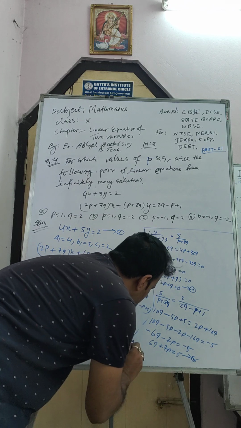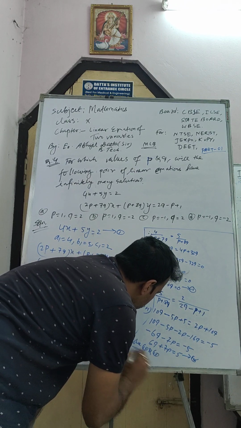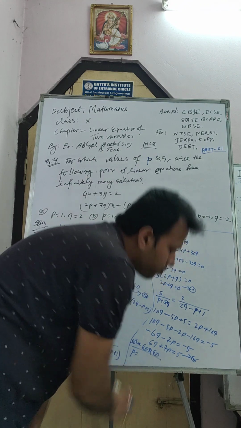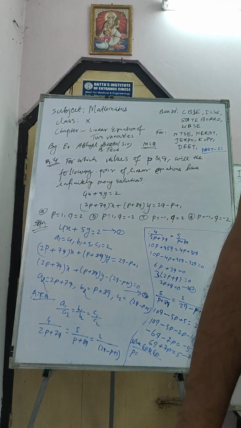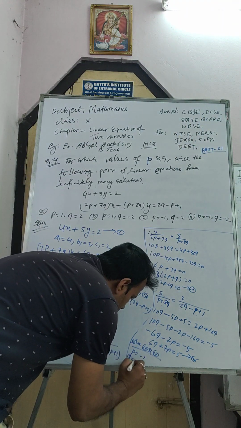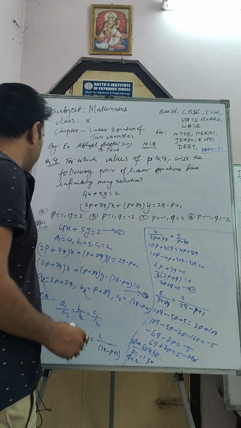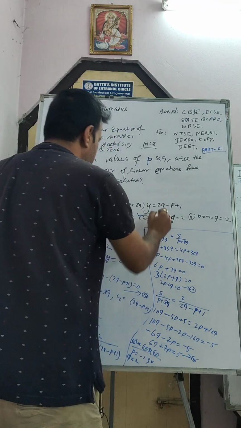So if you solve equation 2 and 3 and 4, you will get p equal to minus 1 and q equal to 2. So this is the solution. So p equal to minus 1 and q equal to 2. So option C is correct.